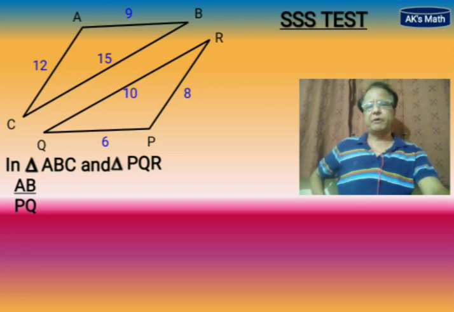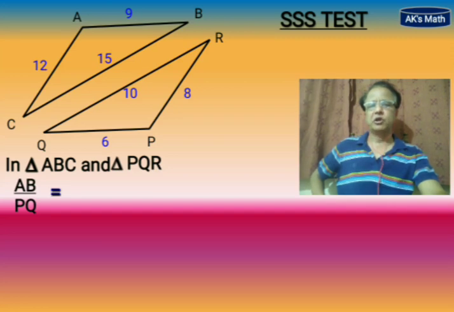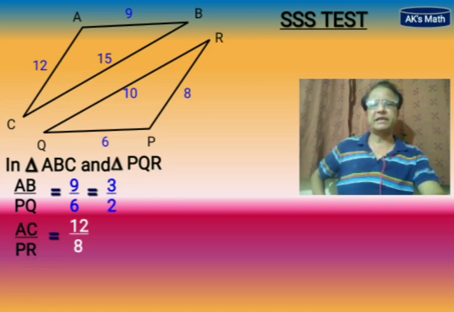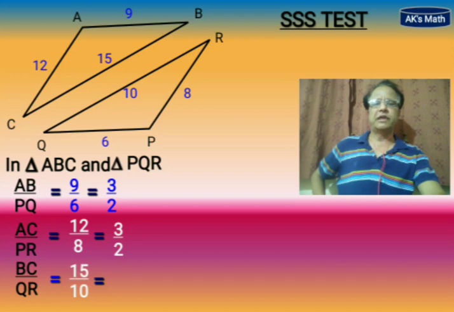If we take AB upon PQ, look at the AB. 9 is written on AB, and 6 is written on PQ. So we can find AB upon PQ very easily, 9 by 6, so it will be equal to 3 by 2. In the same way, we can find all the three pairs. AC upon PR is equal to 3 by 2. Again, BC upon QR is also equal to 3 by 2.